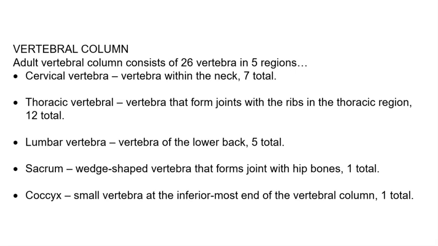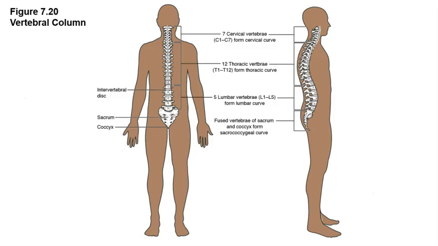Figure 7.20 examines the 5 major regions of the vertebral column, starting superiorly with the 7 cervical vertebrae in the neck. These lead to the 12 thoracic vertebrae in the thoracic region. The thoracic vertebrae connect to the lumbar vertebrae in the lower back, and there are 5 lumbar vertebrae in total in that region.